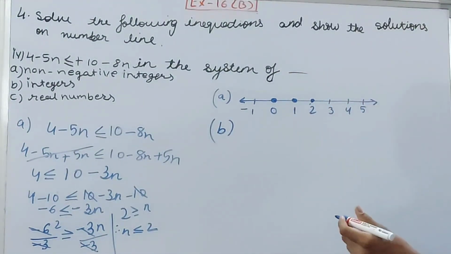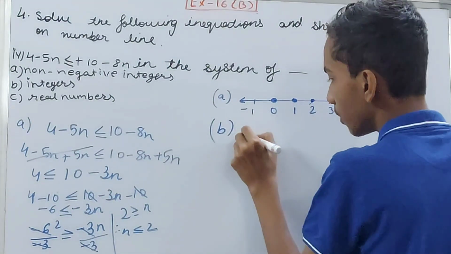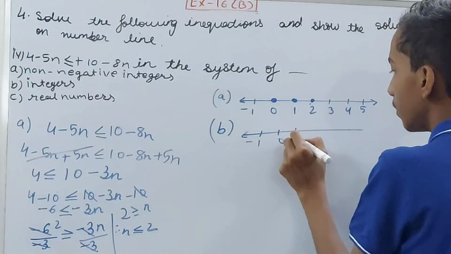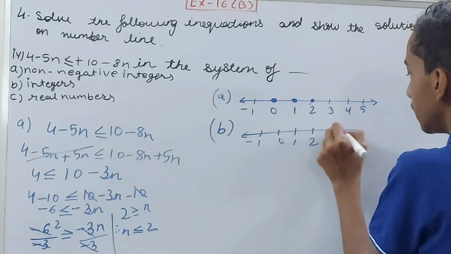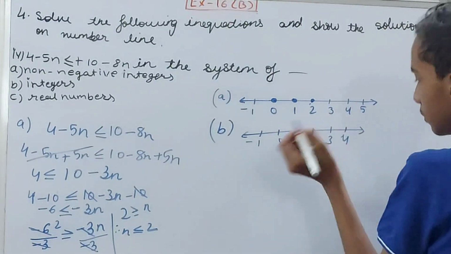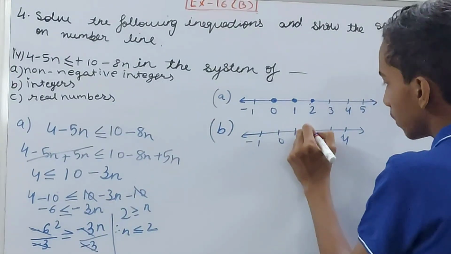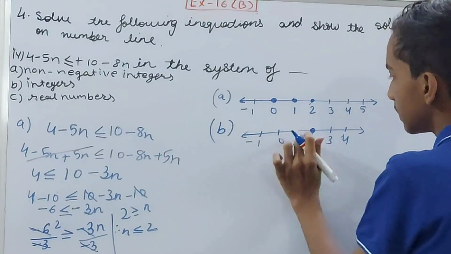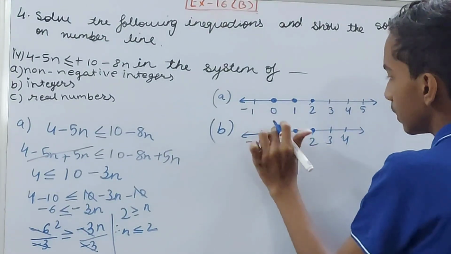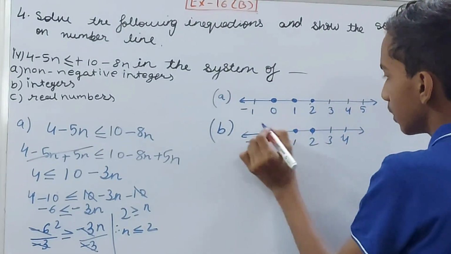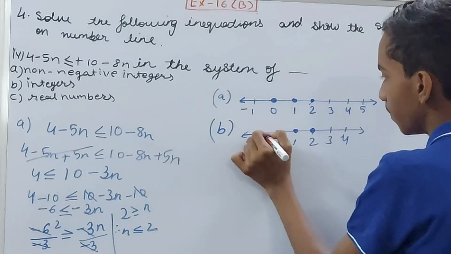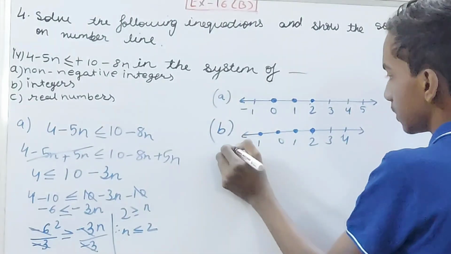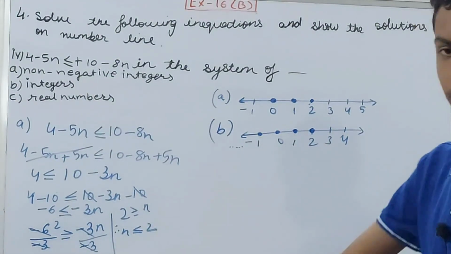For integers, very simple, same number line you will draw. We have minus 1, 0, 1, 2, 3, 4 and so on. Now again put this circle on your 2, then this same circle on your 1 also, then the same circle on 0 also, and the same circle on minus 1. Now to indicate this will go further on, you will put dots here. So this means that this can go further on also.